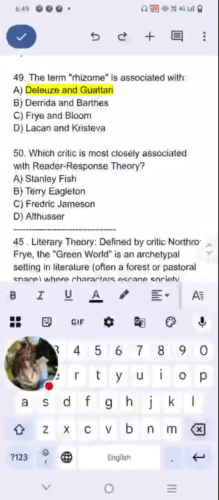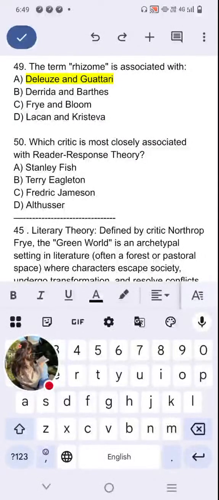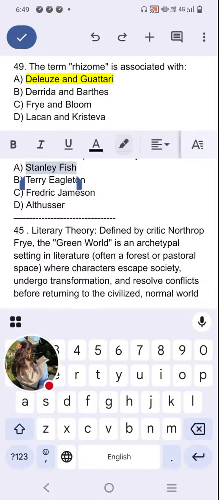Okay. Next, last question of our mock test. Which critic is most closely associated with reader response theory? Option A, Stanley Fish. Option B, Terry Eagleton. Option C, Fredric Jameson. Option D, Louis Althusser. Who is associated with reader response theory? And the right answer is option A, Stanley Fish.